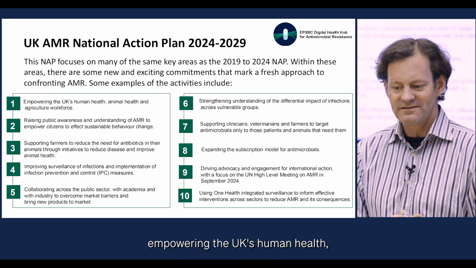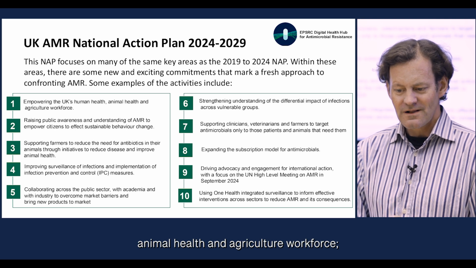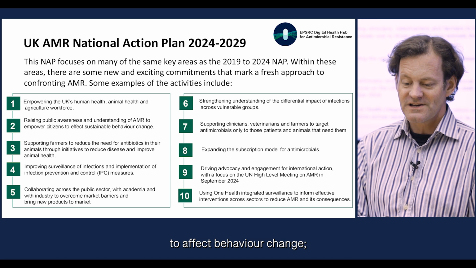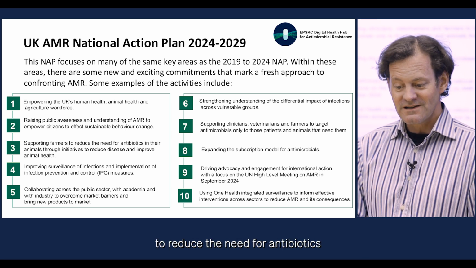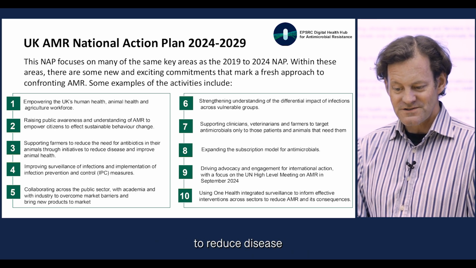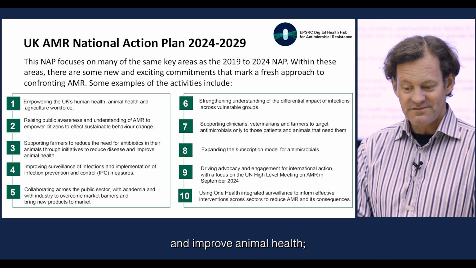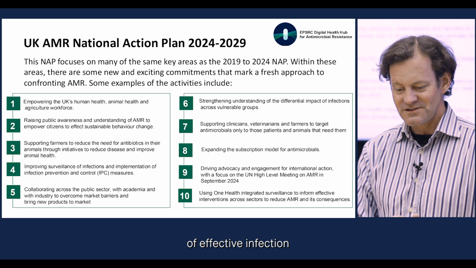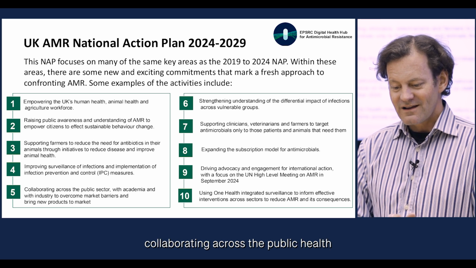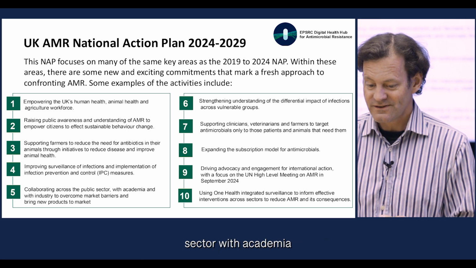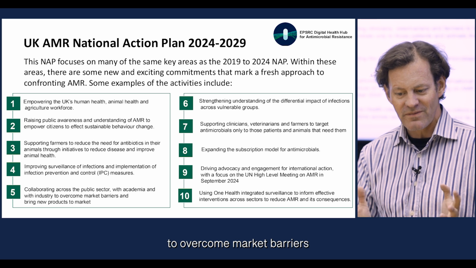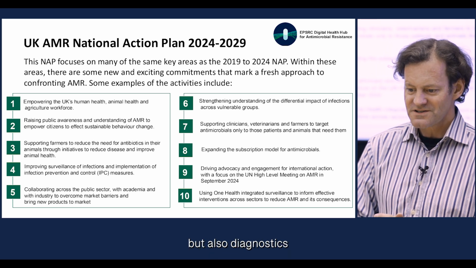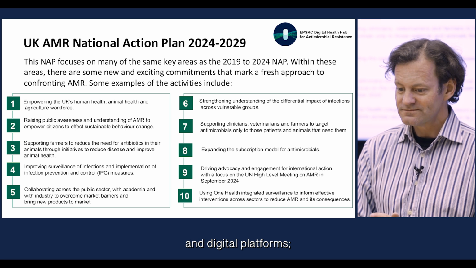Empowering the UK's human health, animal health and agriculture workforce, raising public awareness and understanding of AMR to empower citizens to effect behaviour change, supporting farmers to reduce the need for antibiotics in their animals through initiatives to reduce disease and improve animal health, improving the surveillance of infections and the implementation of effective infection prevention and control measures, collaborating across the public health sector with academia and the industry to overcome market barriers and bring new products to market, specifically new antimicrobials, but also diagnostics and digital platforms.